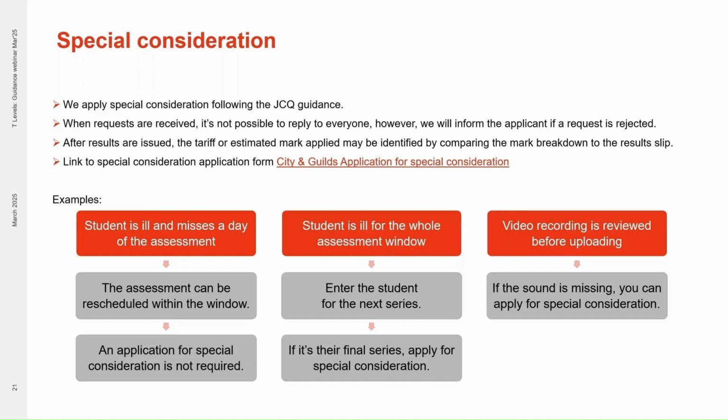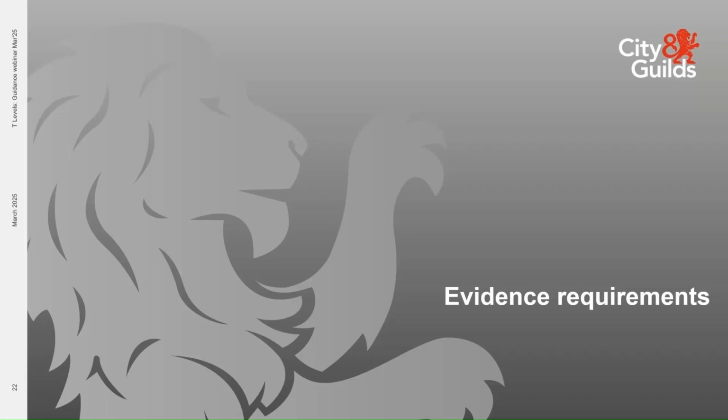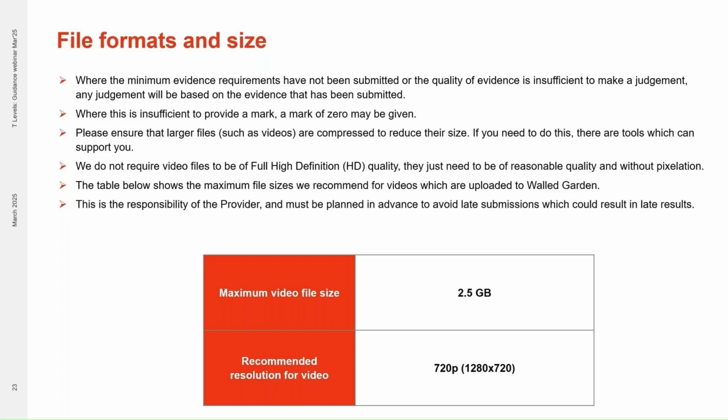So if you have a video recording, for example, and you have reviewed it before uploading and discovered the sound is missing, you can, at this stage, apply for special consideration. So moving on. Okay, so moving on now to look at evidence requirements.